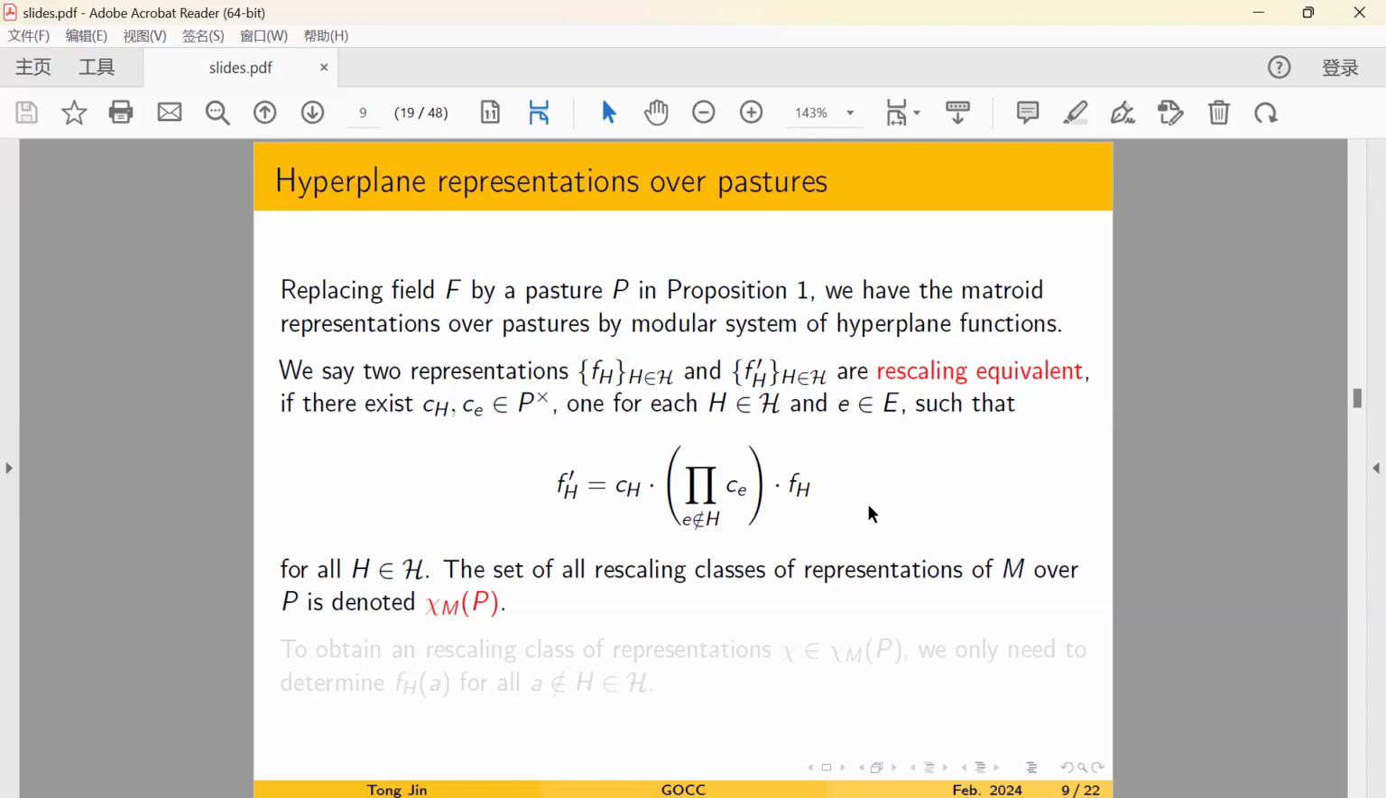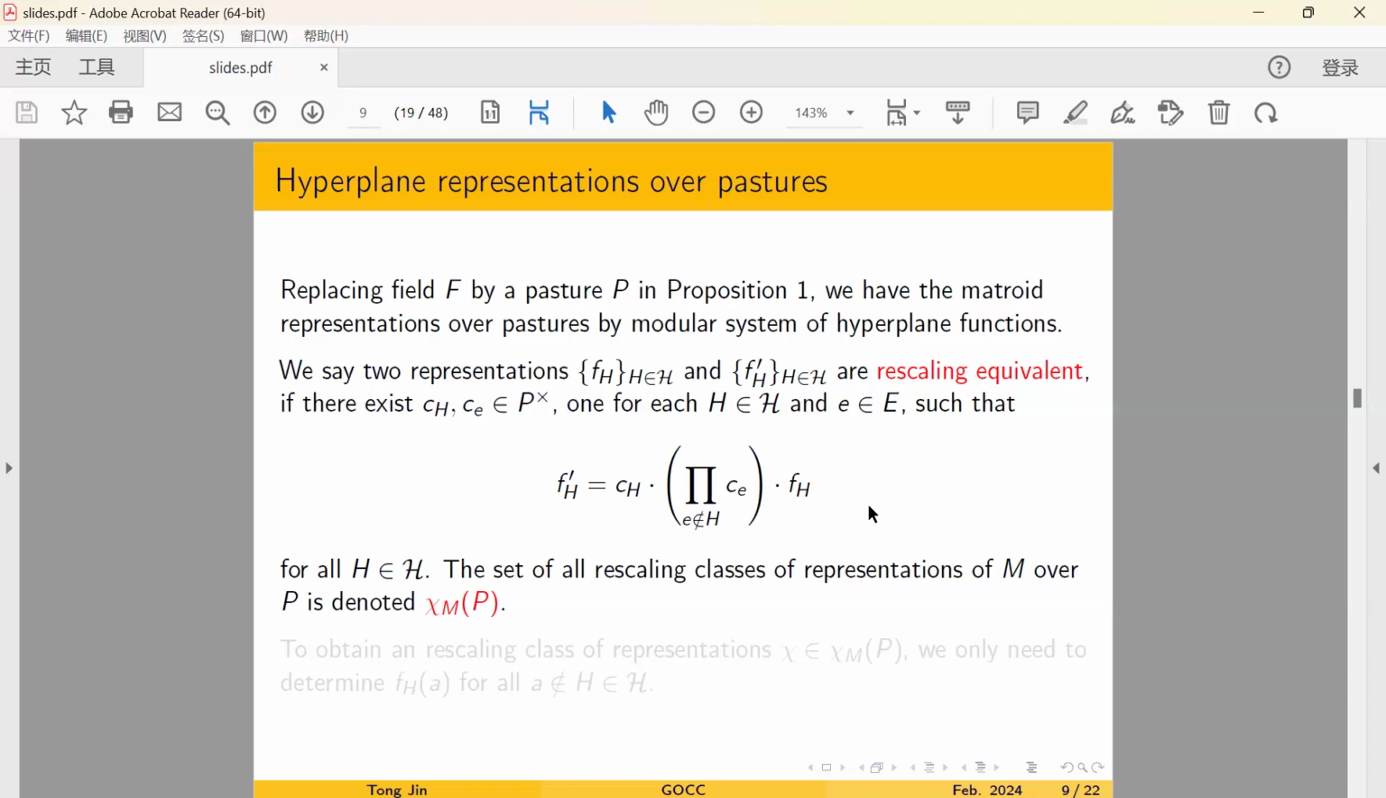Furthermore, if you rescale certain columns by some non-zero elements, you probably end up with a different linear space, but you still get the same matroid out of this rescaled matrix. So we wish to respect this rescaling of columns. So even if we are representing a matroid using different spaces, we are still lying on the same orbit of the torus action on the Grassmannian. So that is how we wish to put this rescaling equivalence on the hyperplane representations.